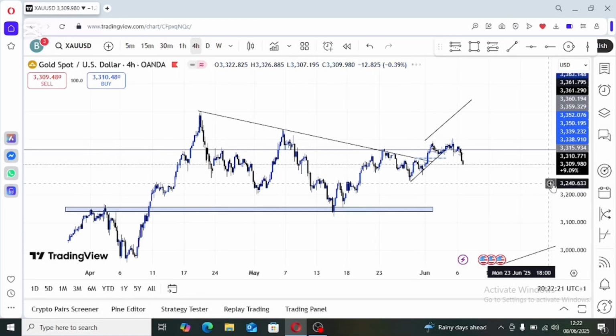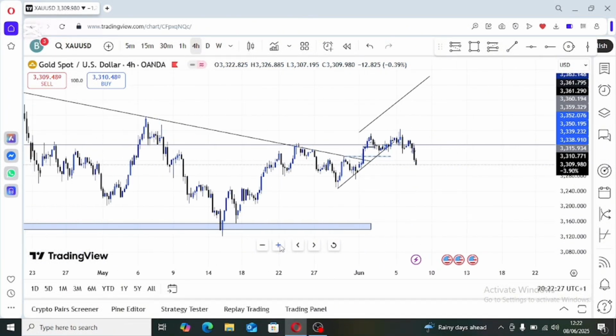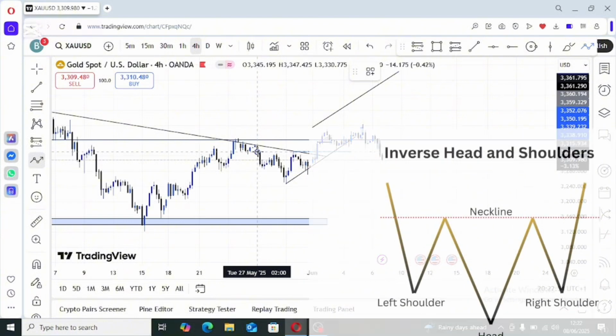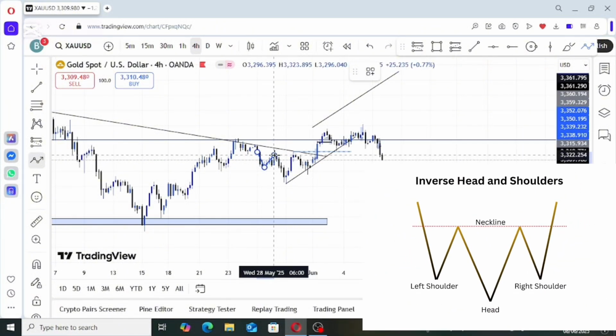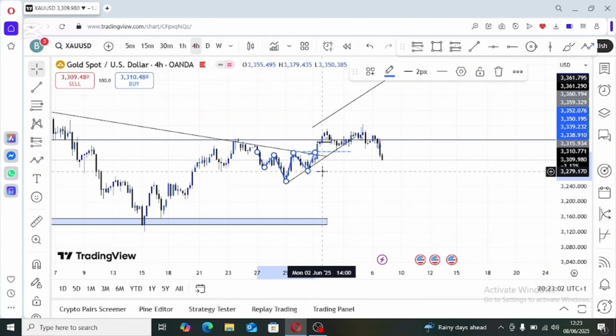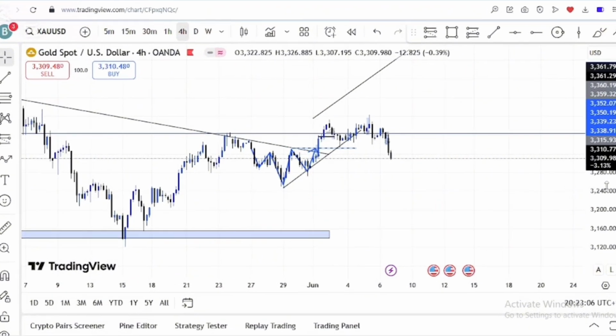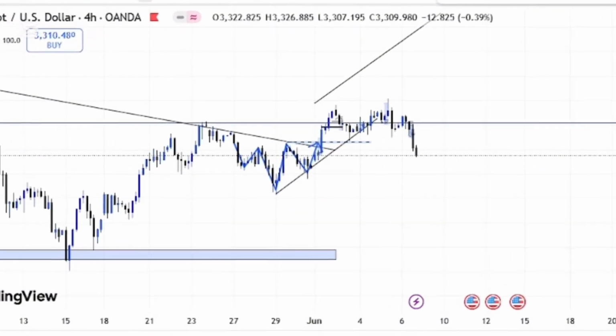Going down to the 4 hours time frame, I saw a very familiar chart pattern. Most of you might know it. That's the inverted head and shoulder. If you're a price action trader, you should understand what an inverted head and shoulder means. Inverted head and shoulder is a chart pattern that shows a bullish reversal. That means the market is reversing from the downside to the upside. That's from a bearish side to a bullish side.